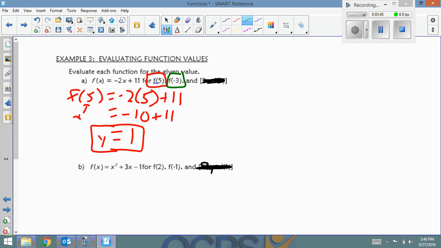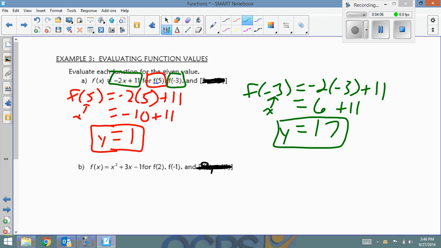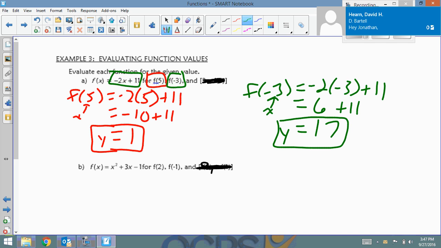This one says f of negative 3. That's telling me that x is negative 3. So in my equation here, I'm going to replace that x with a negative 3, and then I'm going to simplify. Negative 2 times negative 3 is 6, and 6 plus 11 is 17. So what I'm saying is when x is negative 3, y is 17.